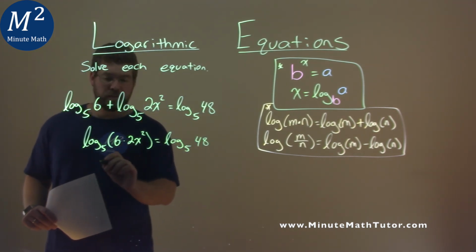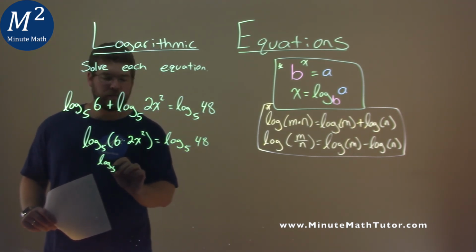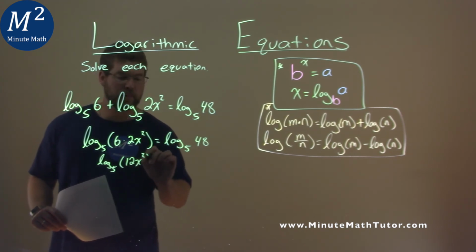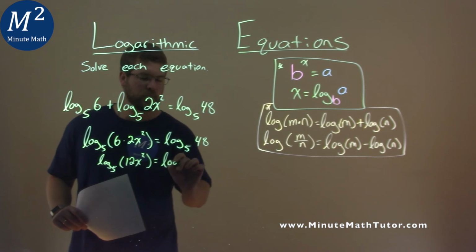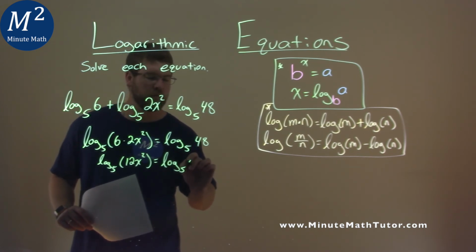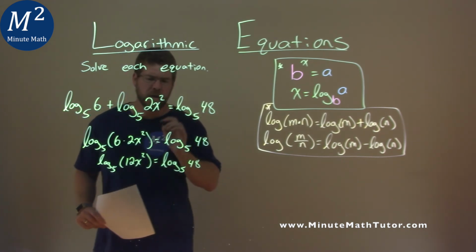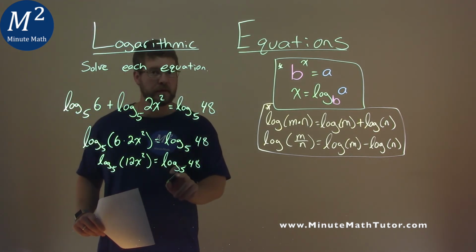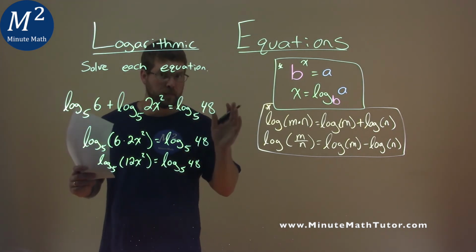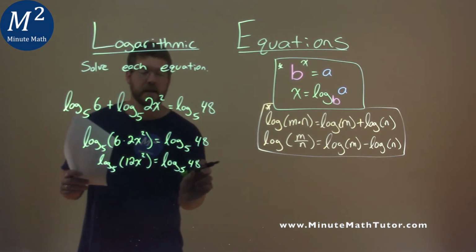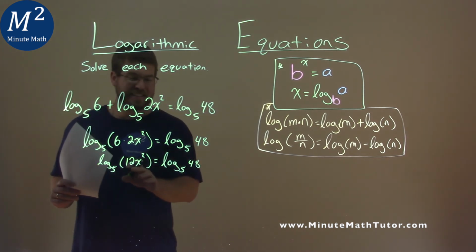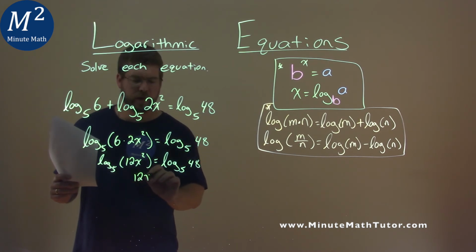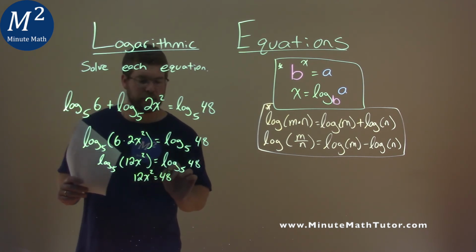We'll simplify this inside a little bit. Log base 5, 6 times 2x squared is 12x squared. And again, that's equal to log base 5 of 48. Now our rules also tell us we have the same log base 5 on both sides, and there's nothing else there. So we can take what's on the inside, what we're taking the log of, and just set them equal to each other and ignore the logarithm. So we have 12x squared is equal to 48.